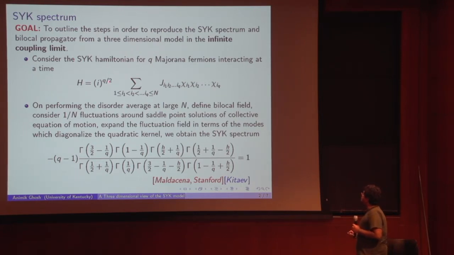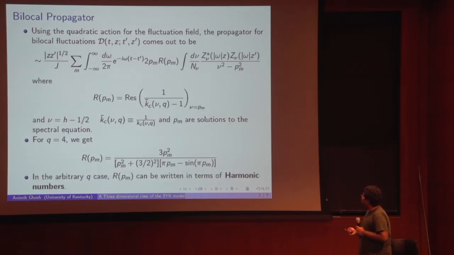And if you perform the disorder average at large n to define a bilocal field, and then consider 1 over n fluctuations around the saddle point of this bilocal action and expand that fluctuation field in terms of the modes which diagonalize the quadratic kernel, we basically get this equation, the solutions of which give the SYK spectrum. This was given by Maldacena and Stanford and also by Kitaev.